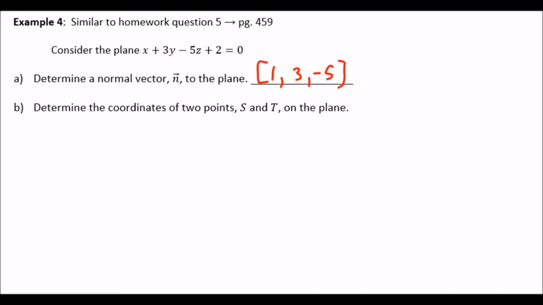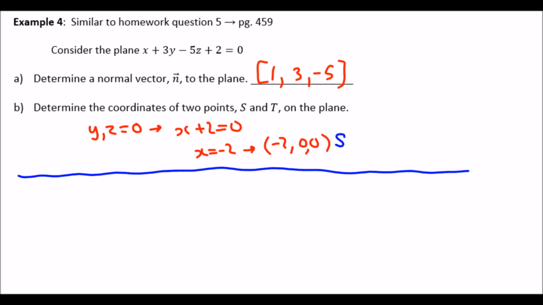It says here, determine the coordinates of two other points, S and T, on the plane. All right, I'm going to go easy here, I believe. I'm going to let y and z equal 0, and I'm going to solve for x. So I'm going to find the x-intercept. So I have x plus 2 is equal to 0, so x is equal to negative 2. So a point on the plane will be negative 2, 0, 0, and we'll call this my point S, not a 5, but an S. All right, there's one.